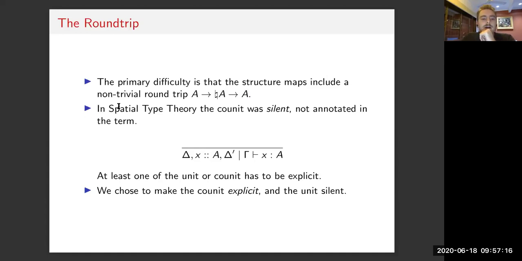And so in spatial type theory, the co-unit was silent. Remember, we had this special variable rule, which let us use a variable in the modal context via the co-unit, and this made using the type theory convenient. But in this setting, we can't make both the co-unit and the unit silent, because we need to remember when we've passed around this round trip. So through experience, just in trying to work with the theory, it turns out to be more convenient to make the co-unit explicit and the unit silent. I'll show you what this looks like in the rules in a second, just a warning in advance.